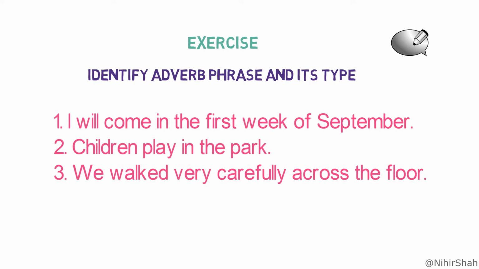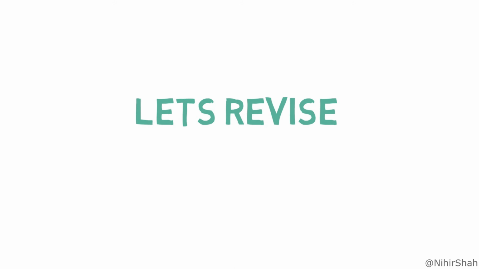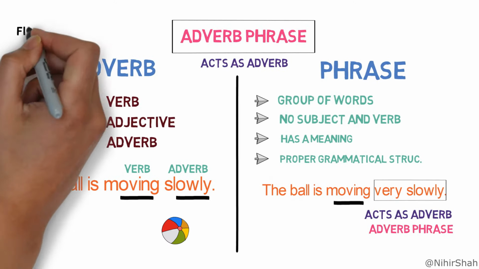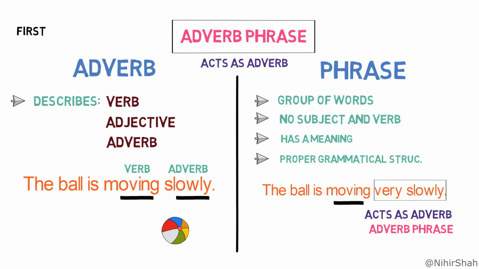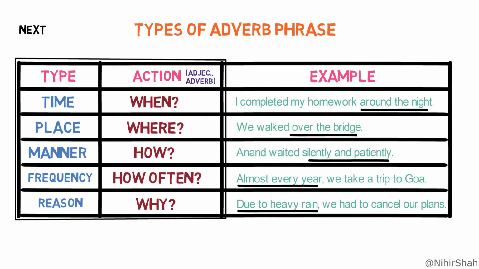I hope you would have given the correct answers. That's all in this video. Let's quickly revise what we learned in this video. First, we understood what is an adverb phrase. An adverb phrase is made of two words, adverb plus phrase, and acts as an adverb in the sentence. Next, we learned the 5 different types of adverb phrases based on the way they describe the action or event in the sentence.